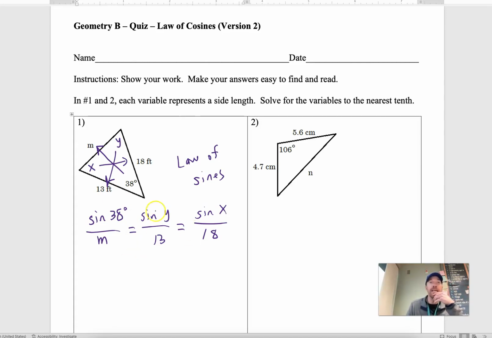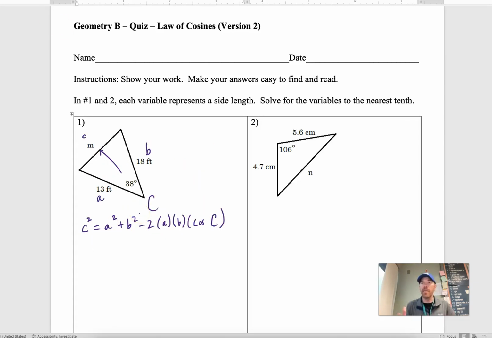You rule out any of these; ultimately we want to know what m is. If we rule out the middle fraction there, we have two variables. We have m, we have x. That's not going to help us solve for m. If we rule out the last fraction, excuse me, still we have two unknown side lengths. So if you wanted to try law of sines, it's not going to work. So if we're going to use anything to start solving this triangle, we need law of cosines.